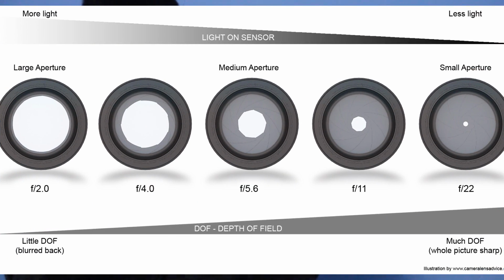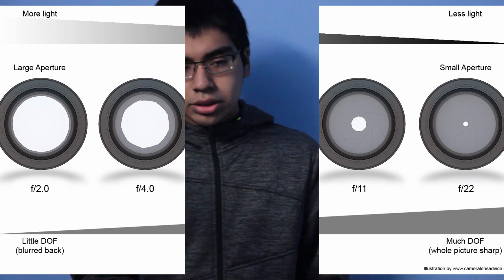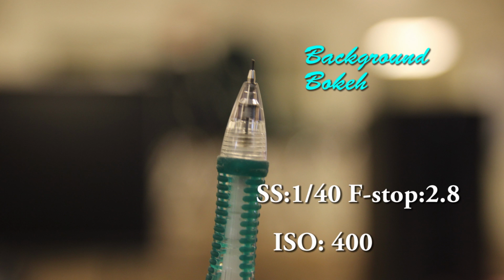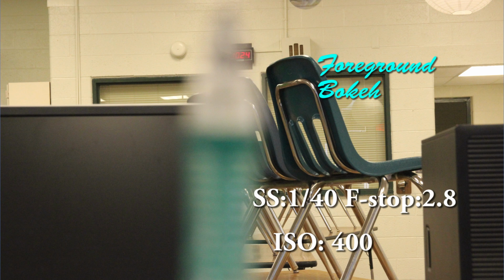Now, the f-stop or the aperture of a camera is the opening or closing of the little shutters inside the lens that let in more or less light. This setting affects the bokeh, or the blurriness of the picture. It's not completely blurry, only part of it. Usually it's in the background of what you're focusing on, or if you want you can make it in the foreground. For example, I took a couple pictures of pencils. This one is with background bokeh, and this one is with foreground bokeh.